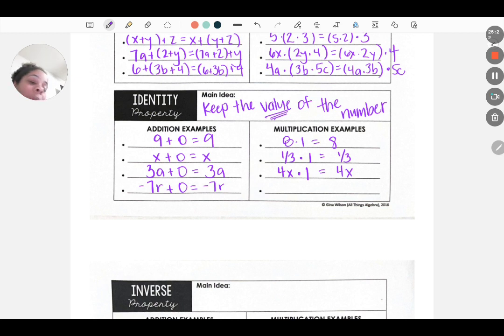And we can then do negatives. Negative 28 times 1 will equal negative 28, right? The value of the number didn't change on the other side. That's the identity property. The way I remember that is that it must identify with itself from one side of the equation to the other side of the equation. It still has to be the same identity.